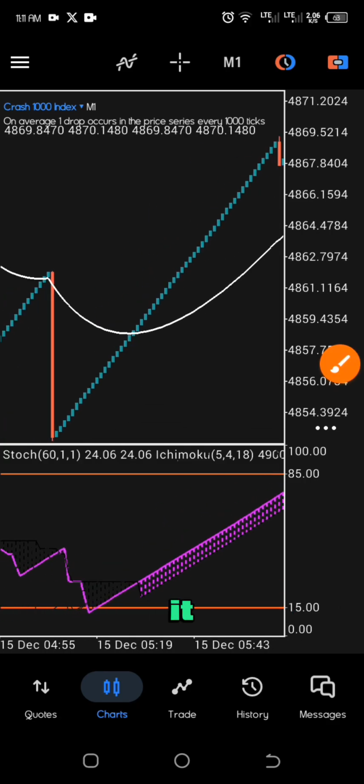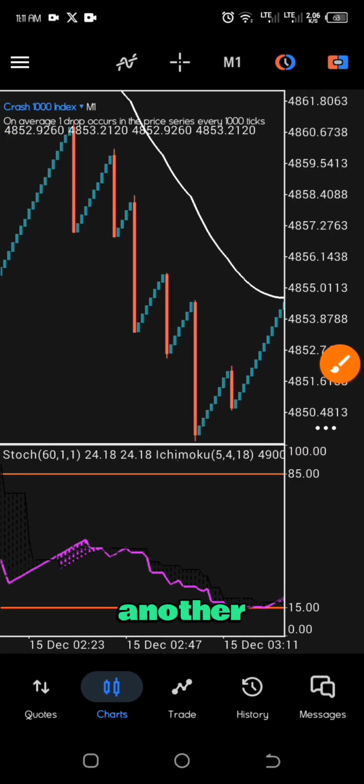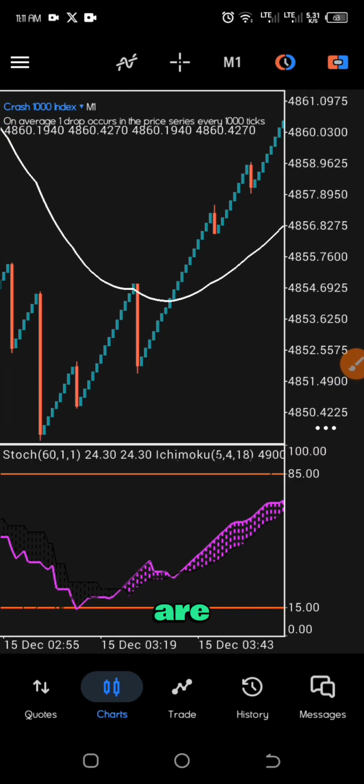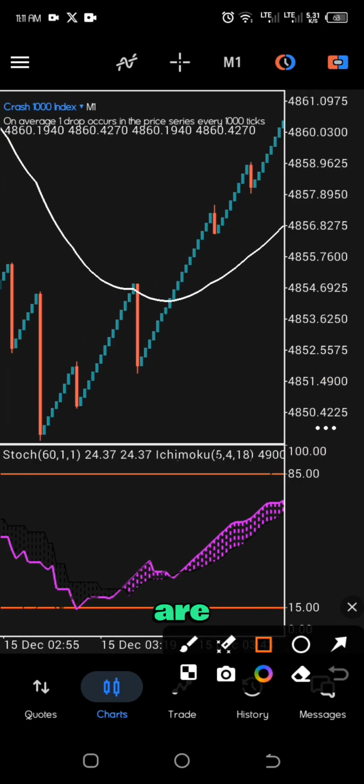Okay, so that's how the strategy works. And let me show you guys another example right here. So this is another example. The first thing we are going to do is wait for the Ichimoku to be at the 15 levels. That is the first thing.